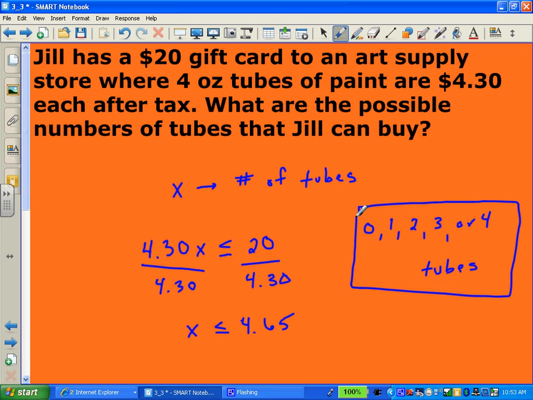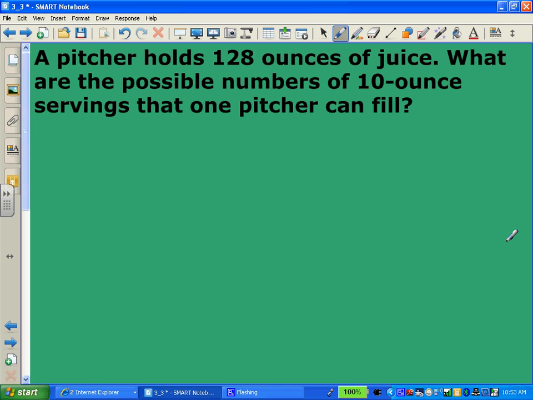And yes, it does matter that you write that out and you don't just write x less than or equal to 4. And if anybody knows why, please tell me tomorrow. Tell me why I can't just write x less than or equal to 4, but in fact I have to actually write out 0, 1, 2, 3, or 4. Okay, if you know that, tell me tomorrow in class.